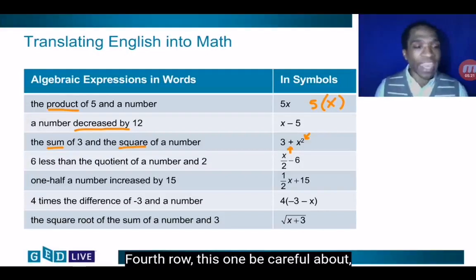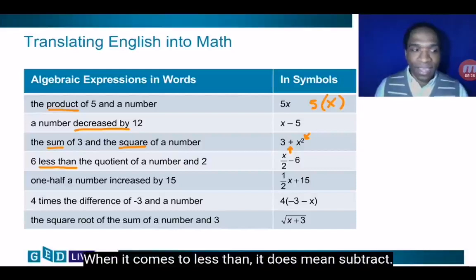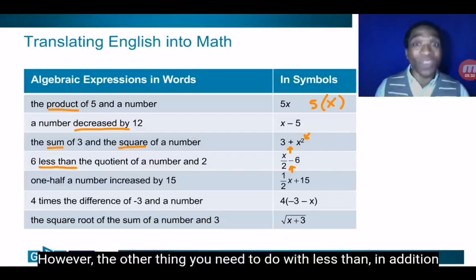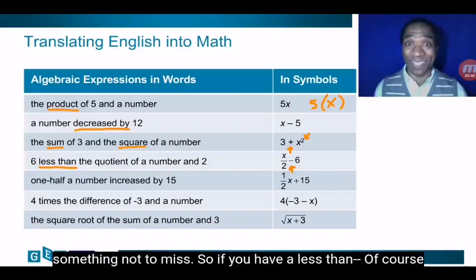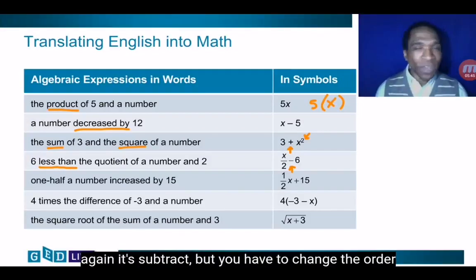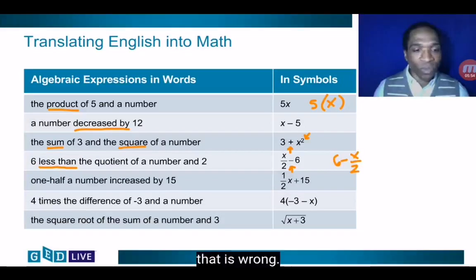Fourth row, this one be careful about, with less than. When it comes to less than, it does mean subtract. We can see that right here. However, the other thing you need to do with less than, in addition to subtracting, is switch the order of the terms. This is something not to miss. So if you have less than, of course, again, it's subtract, but you have to change the order of the terms. So in this case, 6 minus x over 2, that is wrong.